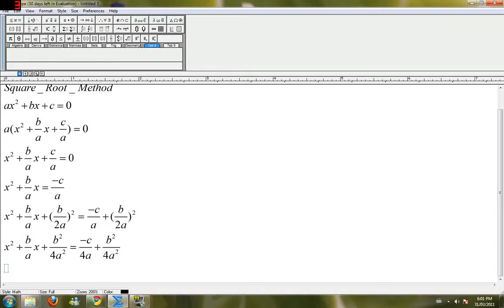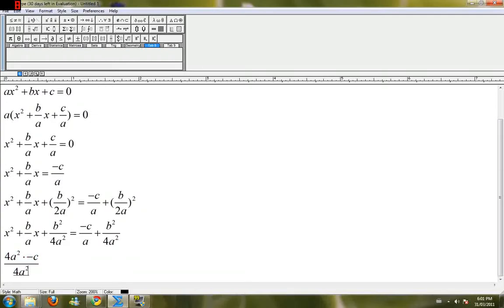So we'll have 4a squared times negative c over 4a squared times a plus, and then we want to take a and multiply it here and here. We'll have b squared times a over 4a squared times a. And as we can see, this is a common denominator.